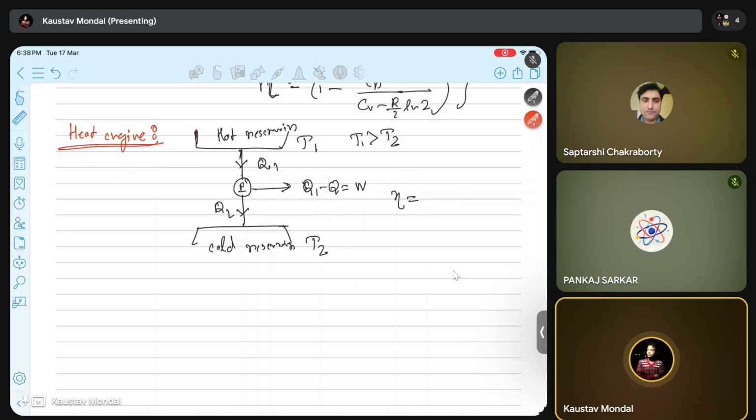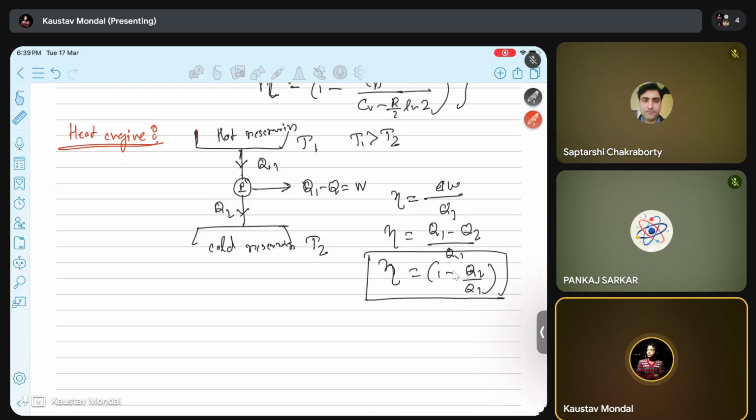The general formula is like this: efficiency of the heat engine eta equals, as we have discussed in the definition. If you see the PV diagram of this heat engine, it also follows a cyclic diagram. So for this cyclic process, the expression would be the same: delta W by the heat input Q1. So eta would be Q1 minus Q2 by Q1, or 1 minus Q2 by Q1. This is the general expression of the efficiency of a heat engine.